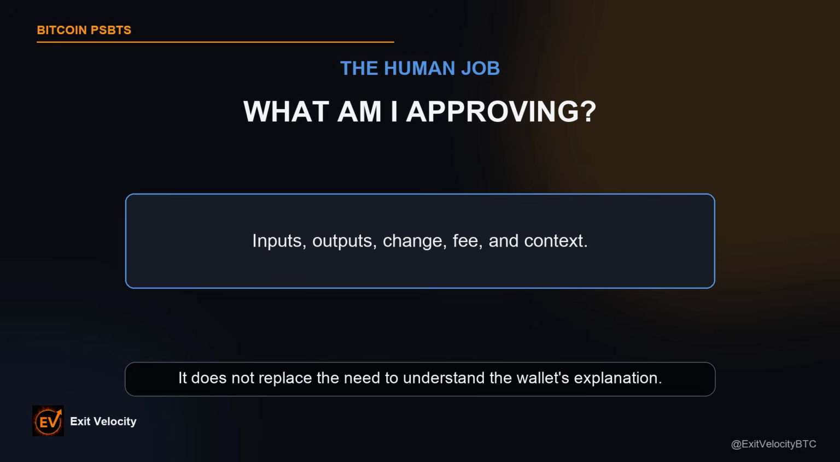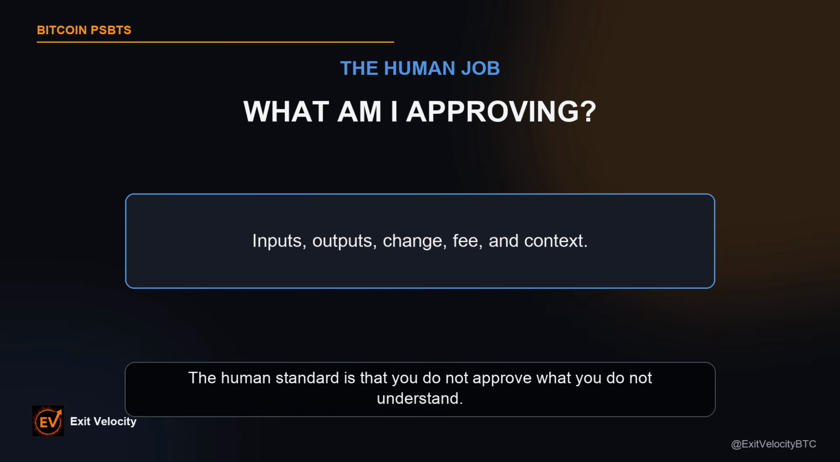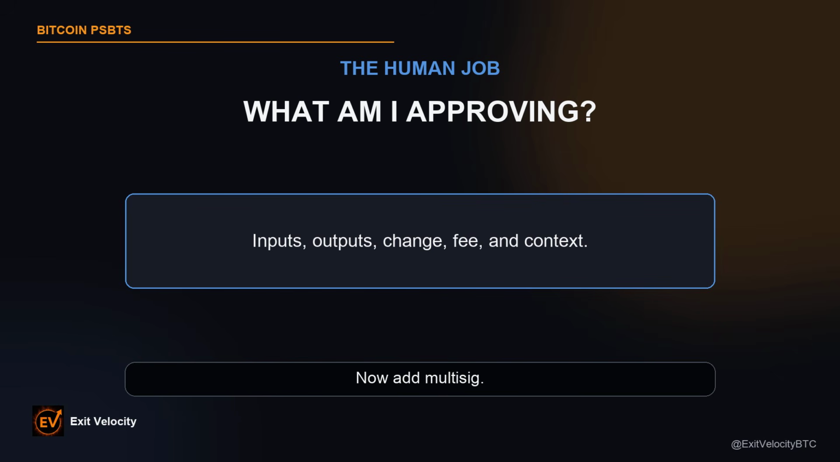And one more question deserves its own spotlight. Where is the change going? Bitcoin transactions do not work like swiping a debit card. They spend specific pieces of Bitcoin called outputs. If the pieces being spent are larger than the payment, the remaining value usually comes back to you as change.